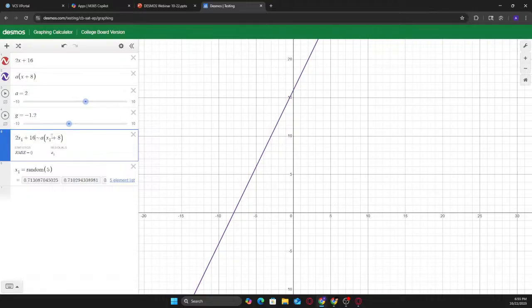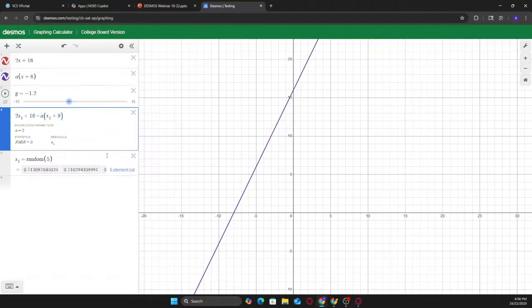Did I break Desmos? Oh, it's because, a little oopsie.